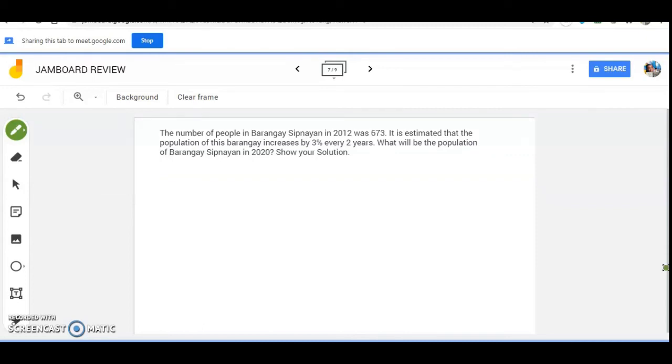Okay, so the number of people in Barangay Sipnayan in 2012. So, on the year 2012, this is the a sub 1. The value for year 2012, that's your first term, was 673 people. Let's label that. It is estimated that the population of this barangay increased by 3%. So, the 673 increases by 3%. Now, if this number is increasing 3%, therefore, we are multiplying 3% of 673.